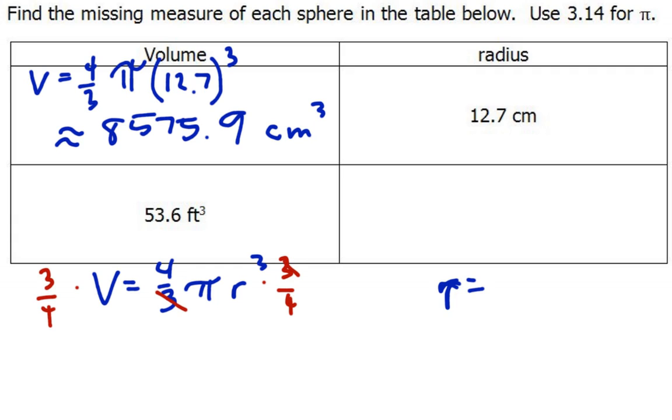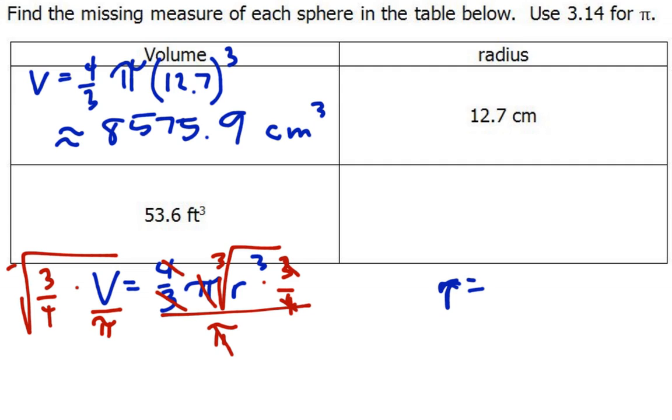And that's going to reduce out the 4's and the 3's on the right. Then I should also be dividing by pi. And that reduces out the pi's on the right. And then I need to do the third root, or the cube root, of both sides. So the cube root of 3/4 times v over pi, which can be combined to make the cube root of 3v over 4 pi.